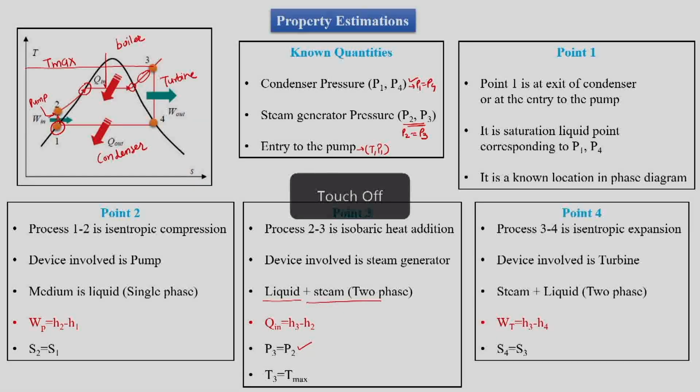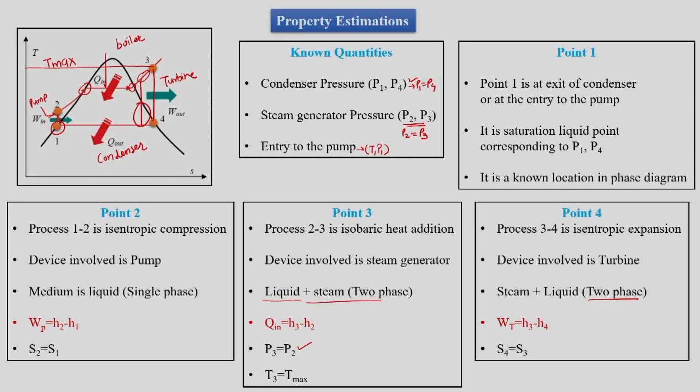Having said this, we can enter point 4, and this point 4 is obtained from the process 3 to 4, that is an isentropic expansion. The device involved is the turbine. As per this diagram, the turbine has only steam, which is a vapor state, but it might not always be true. We might have an expansion in the turbine like this, where this part of the turbine handles wet steam also. So a turbine in general can have a two-phase flow, where it would handle steam plus liquid.